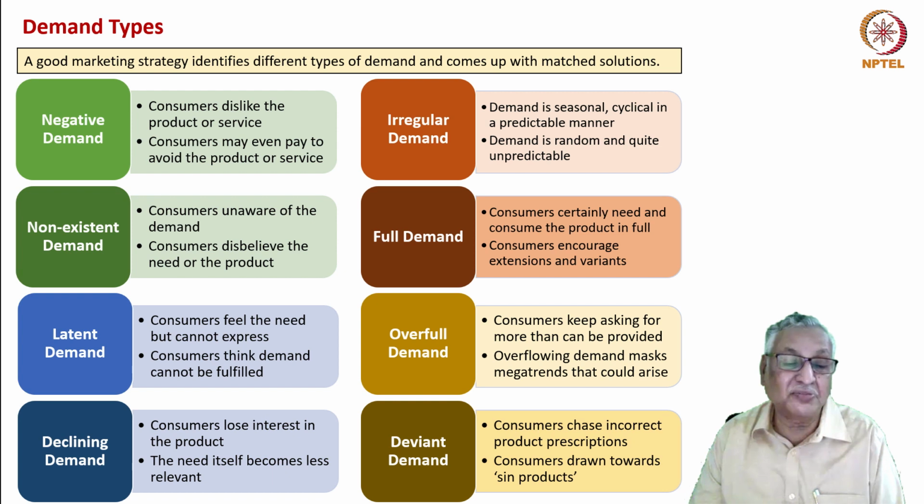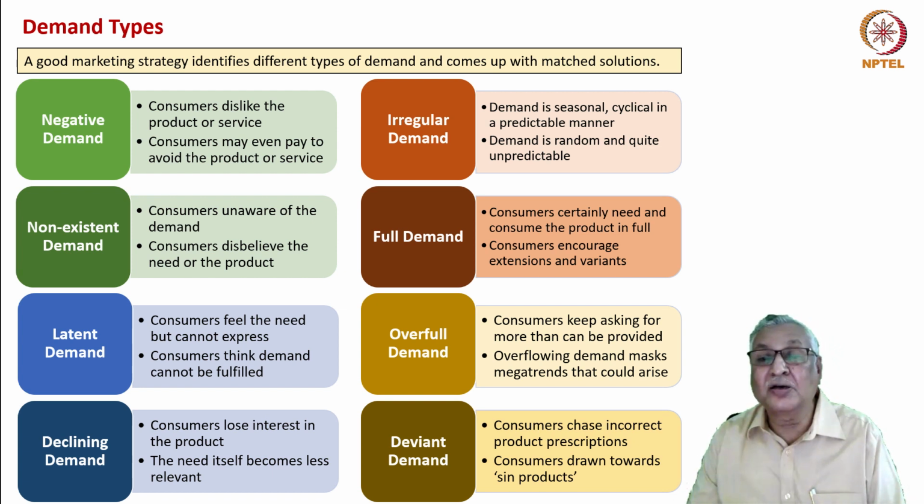Consumers lose interest in the product. The need itself becomes less relevant. In a time when you can send documents self-scanned through a mobile and transmitted through the mobile network, consumers do not feel the need for having a separate facsimile machine. So there is a declining demand for facsimile machines. That's why all-in-one machines are trying to somewhat stabilize the demand for that particular activity.